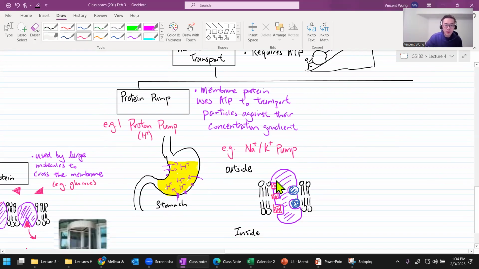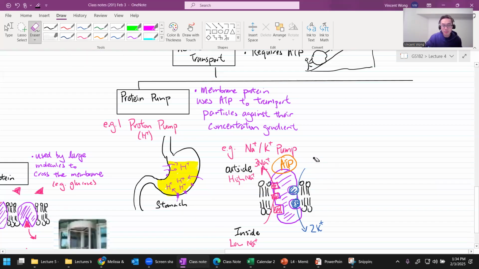But basically, your cell wants to keep on pumping sodium out of the cell. Three sodium are going to get pumped out in exchange for two potassium. And in the process, you need to have ATP for this to happen. So if you think about it, the sodium keeps on getting moved out. So you basically have low sodium inside because you keep on pumping it out, and you have high sodium outside. So you're going against the concentration gradient.